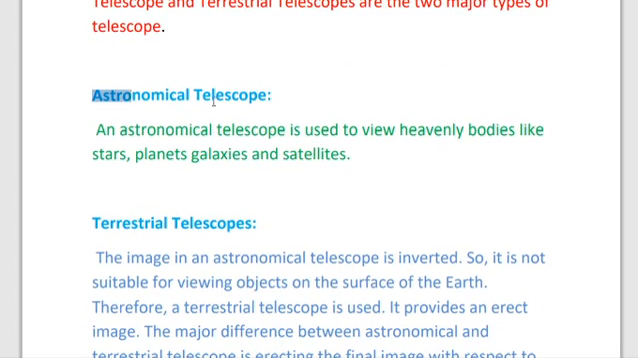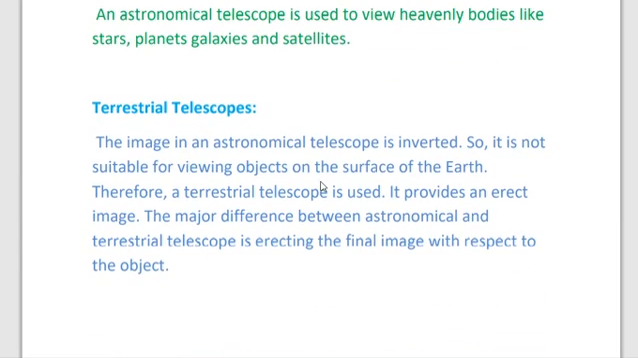So first one, astronomical telescopes. An astronomical telescope is used to view heavenly bodies. What are heavenly bodies? The bodies in space like stars, planets, galaxies and satellites.